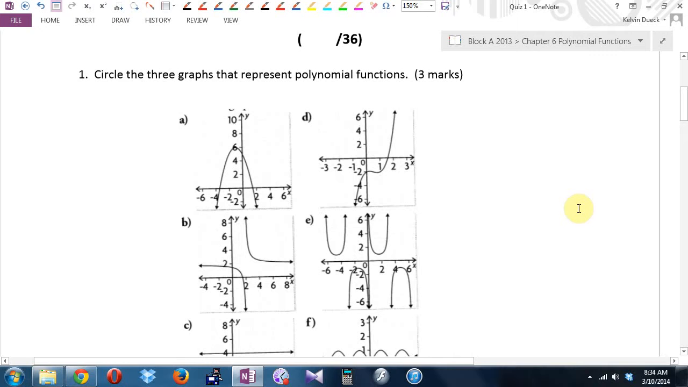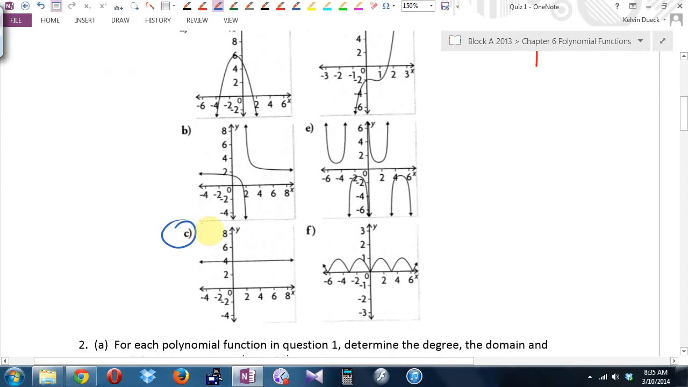So it says, circle the 3 graphs that represent polynomial functions. Guys, I want you with me. If you look at lesson 6.1, we've been looking at, well actually that's a fib, 4 polynomial functions. We've been looking at the constant function, when you have an equation like y equals 4, or it could be below the x-axis, y equals -4. That's a polynomial function, which certainly matches C.